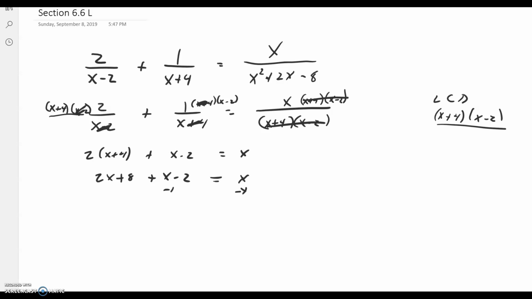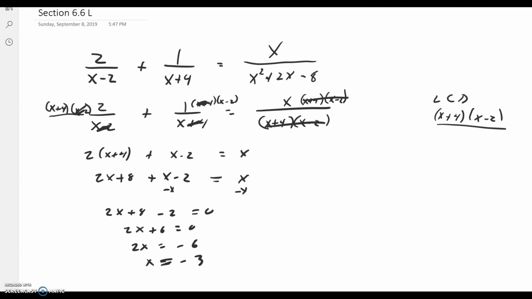Taking an x away from both sides, we have 2x plus 8 minus 2 equals 0. 2x plus 6 equals 0. 2x equals negative 6. x equals negative 3. Now negative 3 ought to work. We ought to be able to check it.